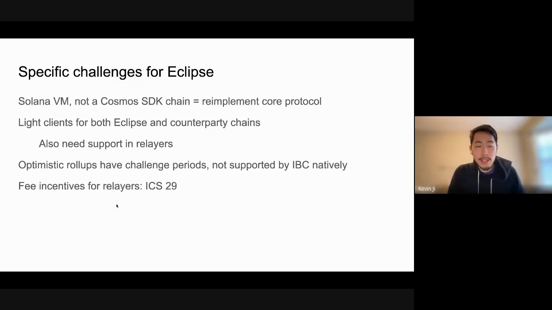And the second thing we need to do is build light client support. So for Eclipse on any Cosmos chain that we're trying to connect to, and for Cosmos chains on Eclipse. The latter mostly exists already, Cosmos chains on Eclipse, because there's an implementation in Rust. So the main big hassle is supporting Eclipse as a light client. This means both understanding the data format of the Solana VM, as well as verifying our unique consensus mechanism. We have a unique settlement system given that we are a rollup.